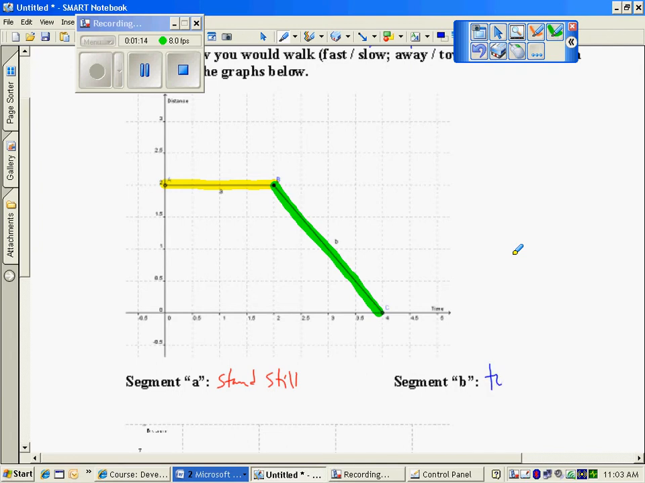So if I was modeling this, I would be moving back toward, and it looks like it's somewhat fast. How do I know it's somewhat fast? I'm just looking at the steepness of the line.